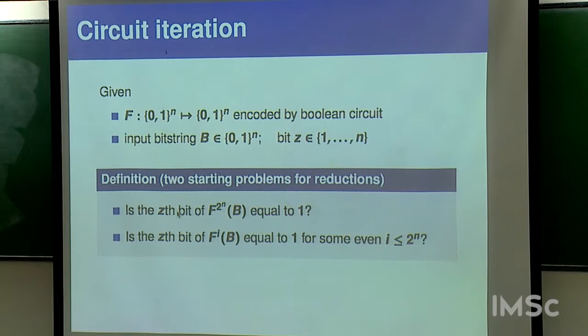Is the zth bit of this function that's encoded by the circuit iterated 2 to the n times? So what do I mean? I mean we run it on B, we get some output, we run it on the output, and so on. Is the zth bit equal to 1? That's going to correspond to, is a variable in our final solution? And is the zth bit equal to 1 for some even i along the way? The only reason for the even i along the way is because we're going to have pairs of circuits in our construction. It's just a technical detail.